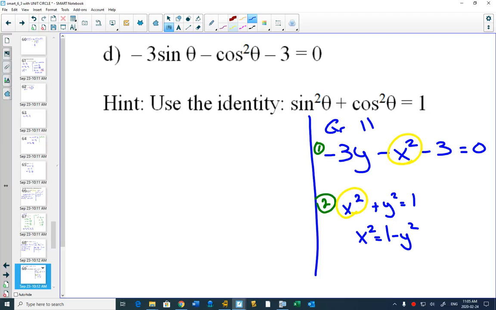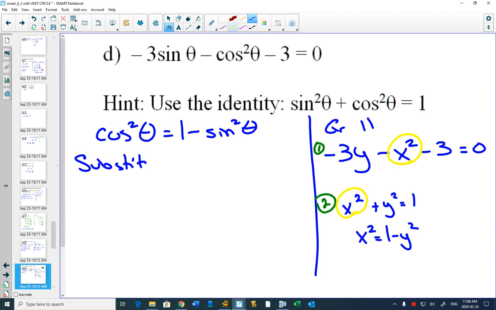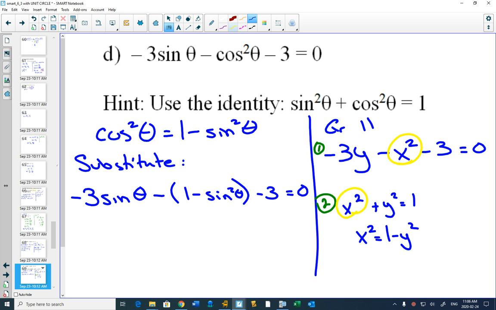I'm going to notice that there's a cos squared in both of those. So I'm going to take sine squared plus cos squared equals 1. I'm going to subtract sine squared on both sides and say that cos squared is equal to 1 minus sine squared. And then I'm going to substitute that into my original equation. So my original equation had negative 3 sine theta minus, and then instead of cos squared, I'm now going to write 1 minus sine squared. Minus 3 equals 0.